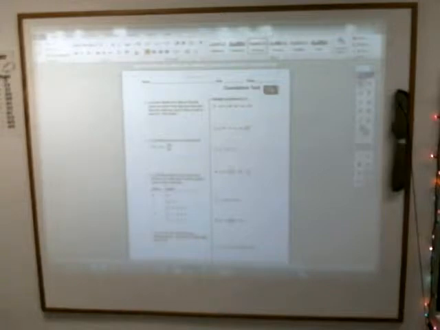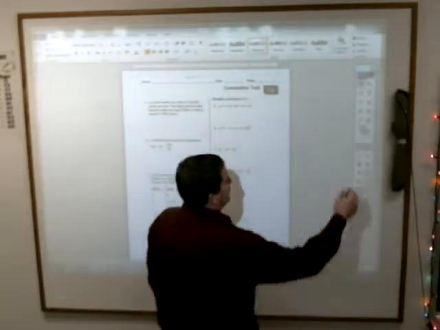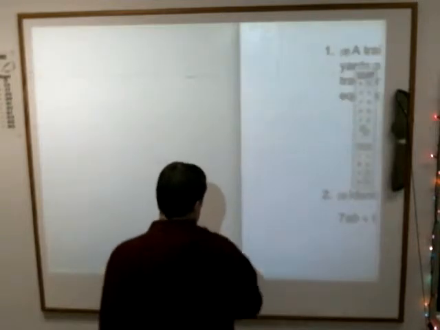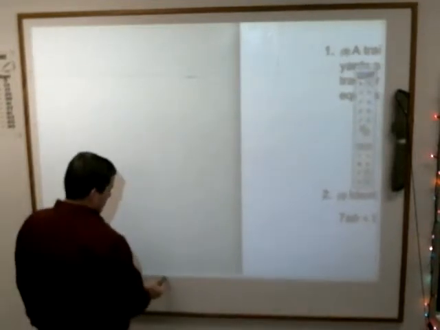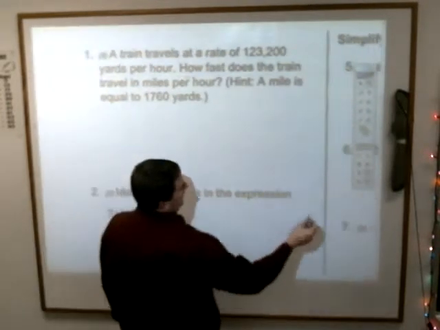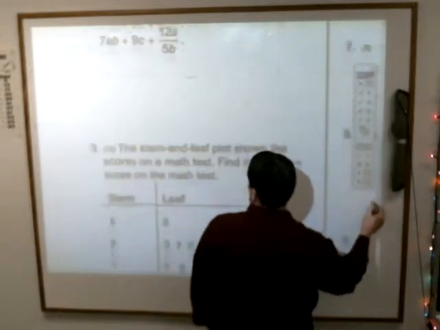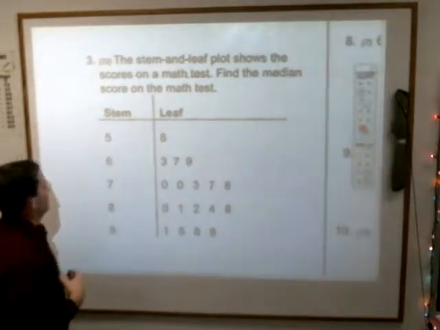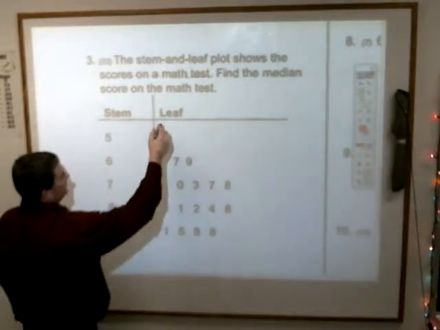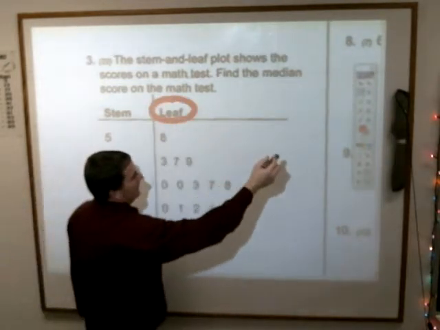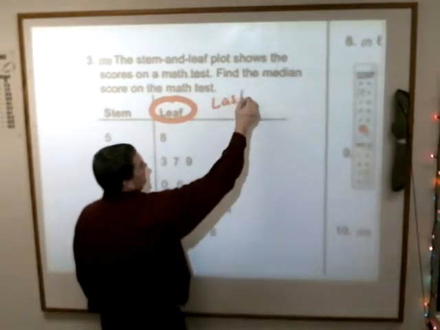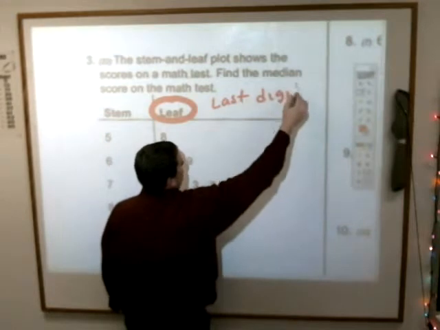Questions over the first part? Actually, before you ask the question, we're going to discuss number 3. I don't believe this is the first time we've ever done a stem and leaf plot, but let me tell you what it is. It's not that complicated. When you talk about stem and leaf plots, first thing, the leaf. The leaf is always simply just the last digit. And guess what the stem is?